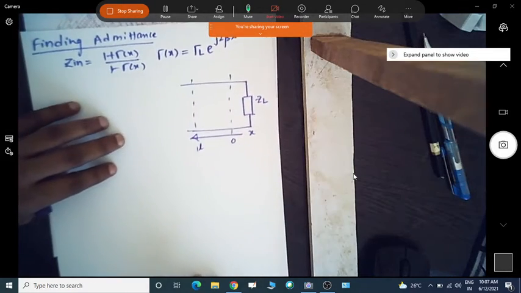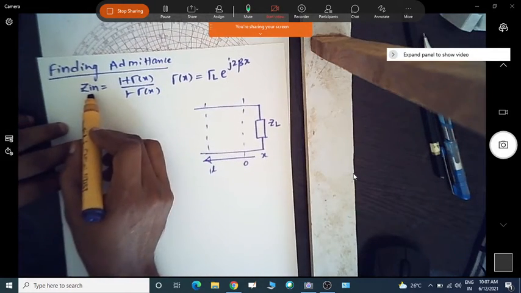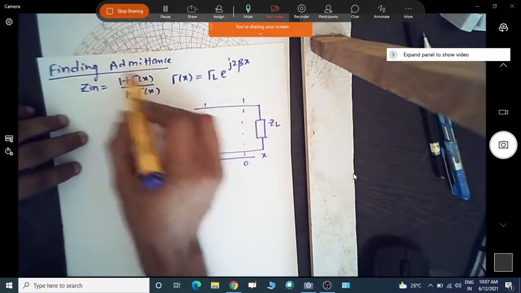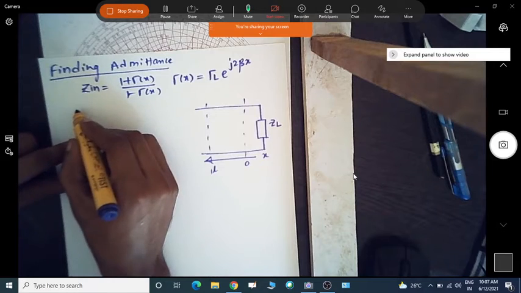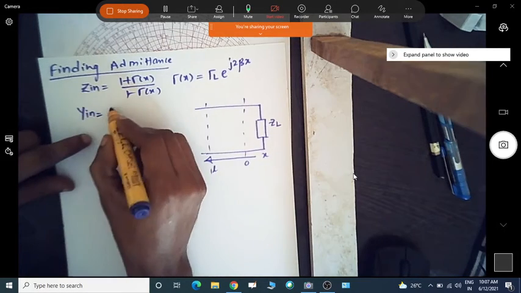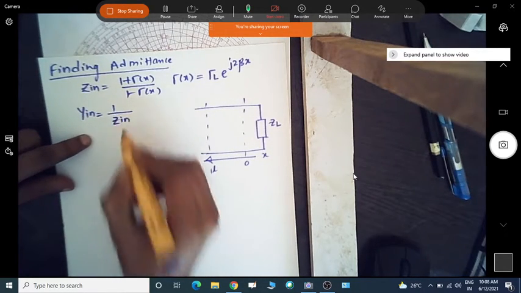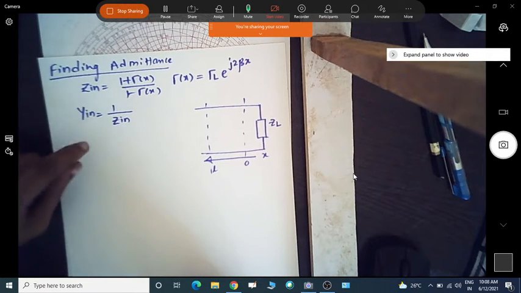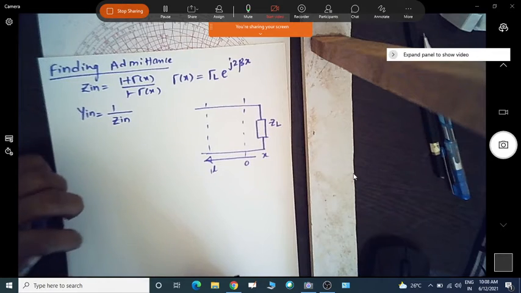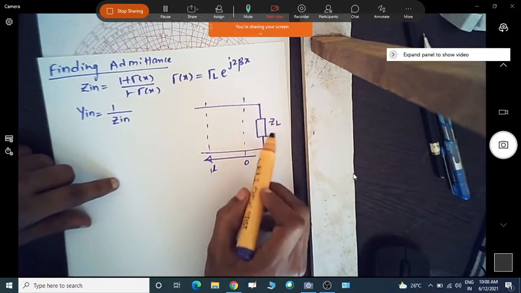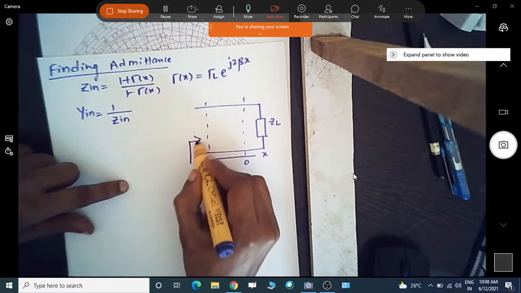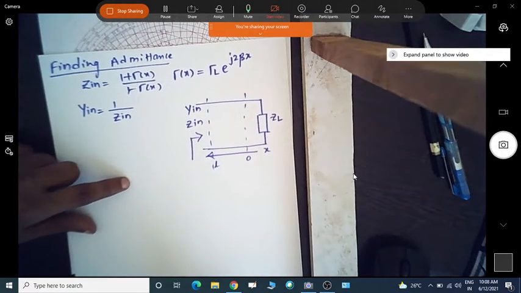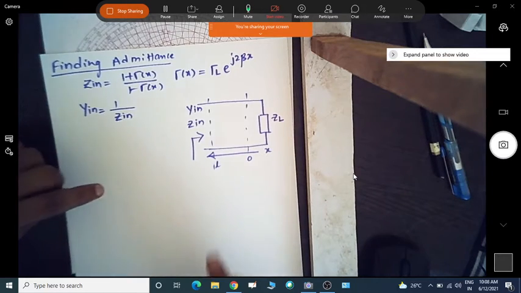Okay, so now we know the impedance equation in terms of the reflection coefficient. In order to find out the admittance, you just need to take the inverse of Zin. So if you take the inverse of the known value Zin, you will get the Yin. But if you know the value of ZL, how can we find out Zin or Yin by using the chart? That is what we need to find out.